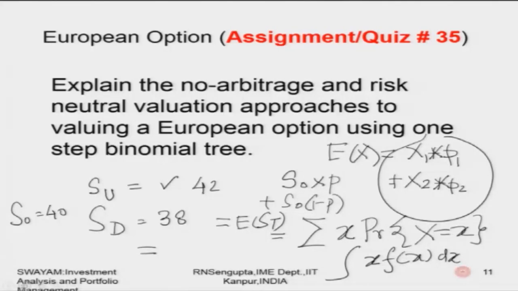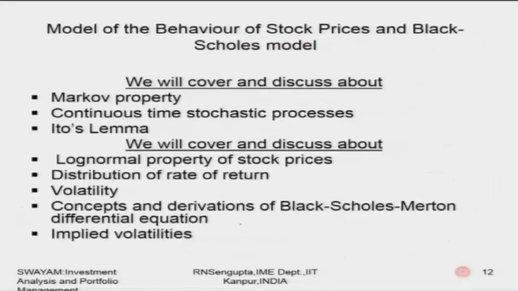I should have been using different colors, but I am sorry, in the flow of the discussion I just missed it, let me use. So, that should be equal to S naught e to the power RT. Here S naught is known, T is known, and R has been found out considering the no arbitrage position based on which the calculations have been done, and you can find it accordingly.